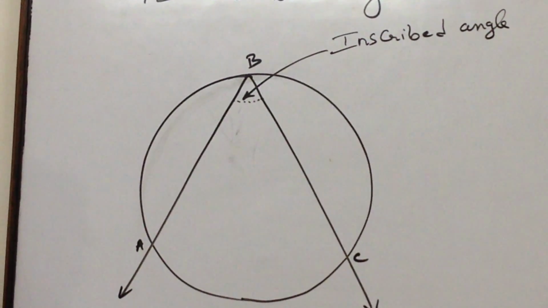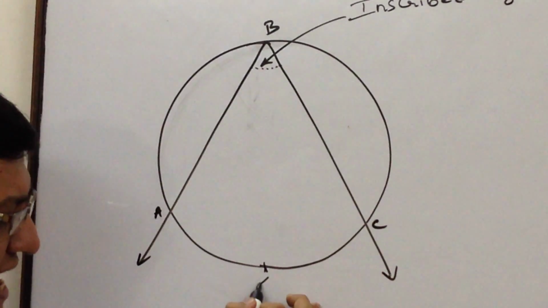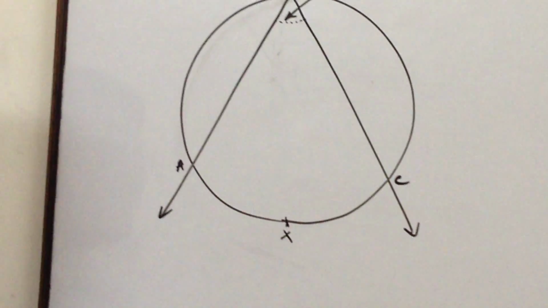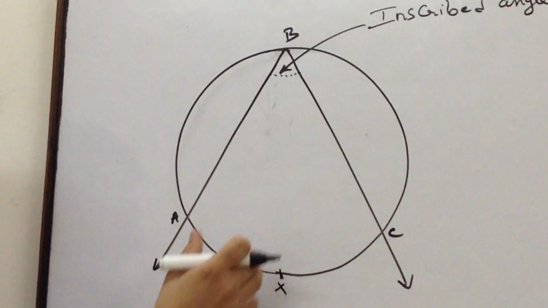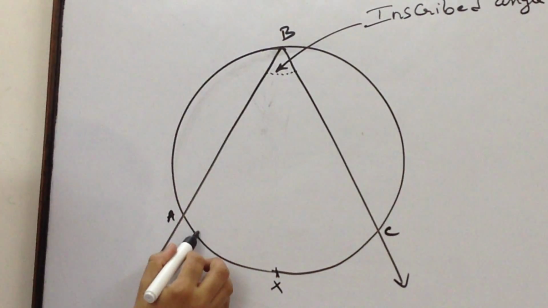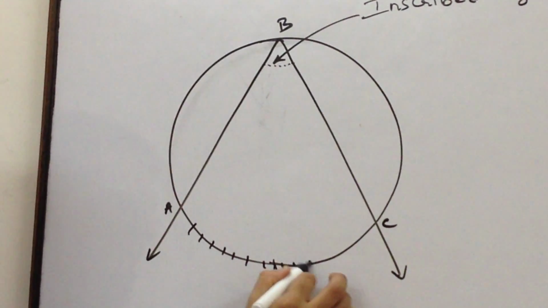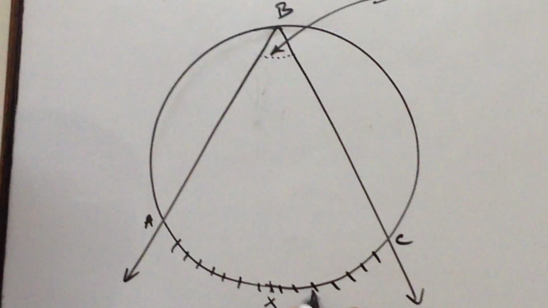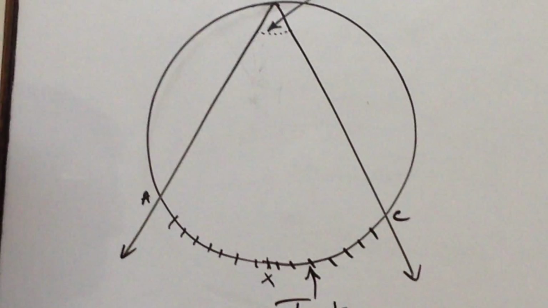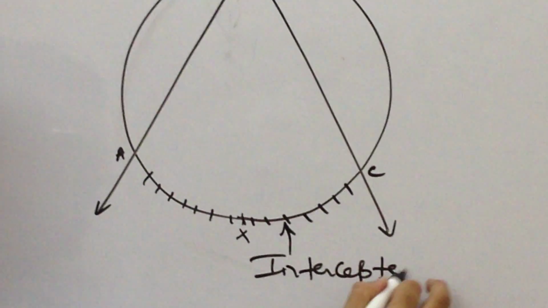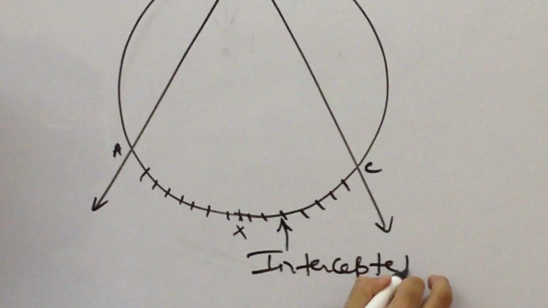Coming to the next point, can we see that this particular angle cuts the circle? The circle has been cut over here. Let me name this point as point X. Then this angle is intercepting this particular arc. Thus, arc AXC is termed as an intercepted arc.